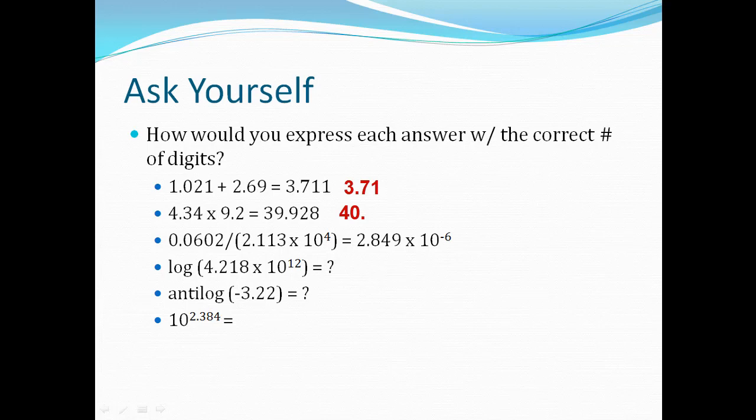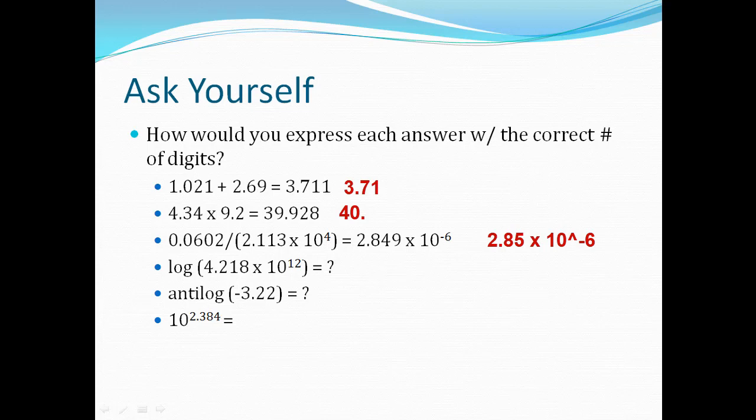What about the third one? This is just a division problem. So again, you take the least number of sig figs. The numerator has 3 sig figs and the denominator has 4. So that means that your answer will only have 3 sig figs. So it should be 2.85 times 10 to the negative 6. So here are the new ones.